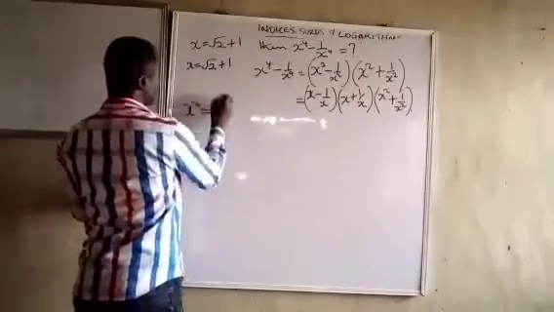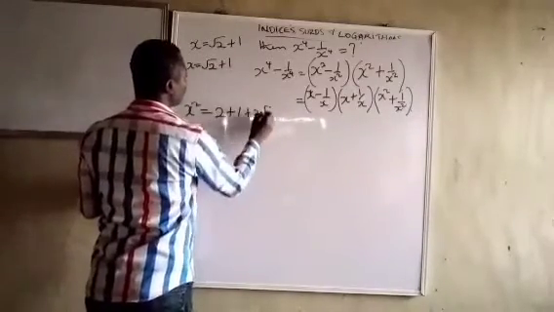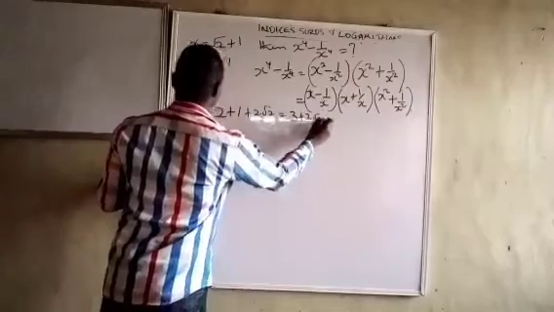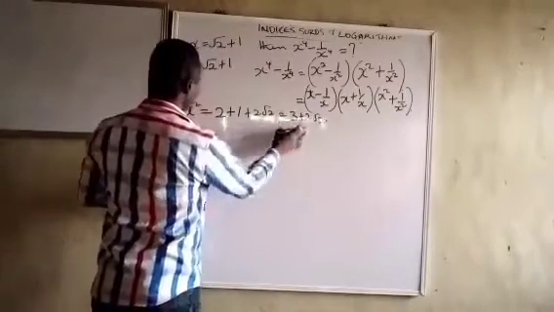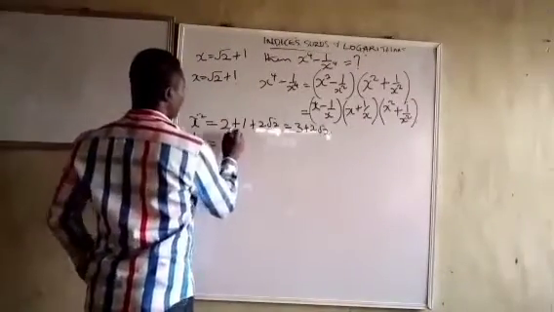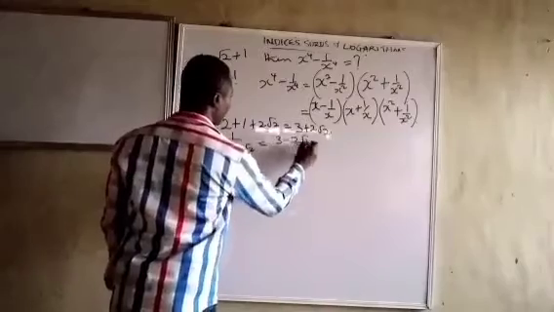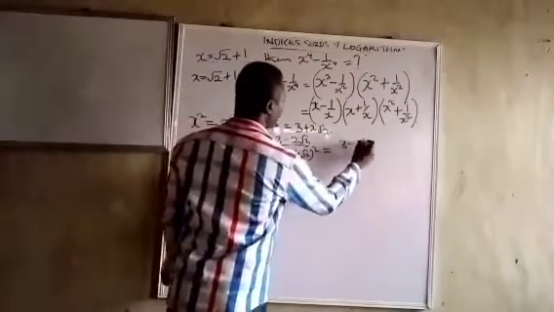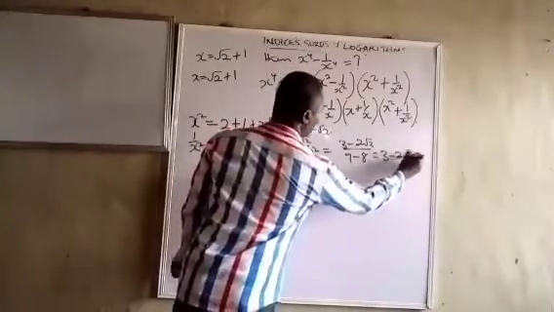x squared is equal to 2 plus 1 plus 2 root 2. That is 3 plus 2 root 2. 1 over x squared is equal to 1 over 3 plus 2 root 2, which is equal to 3 minus 2 root 2 over 9 minus (2 root 2) squared, which is 3 minus 2 root 2 over 9 minus 8, 3 minus 2 root 2.